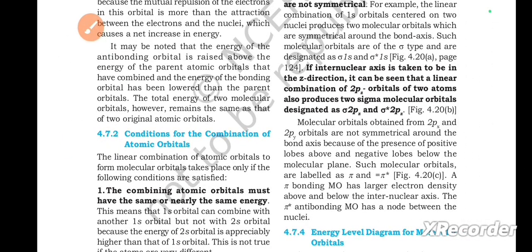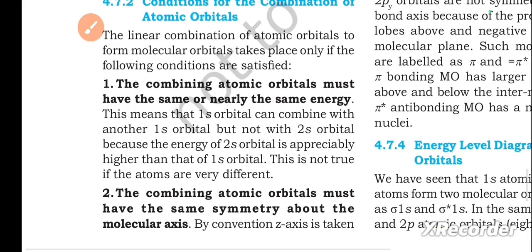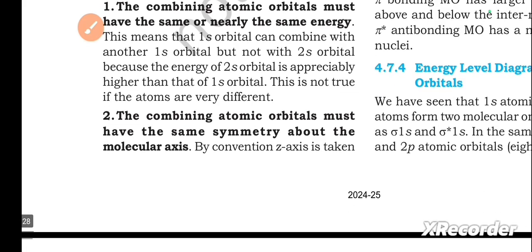Next is conditions for the combination of atomic orbitals. The linear combination of atomic orbitals to form molecular orbitals takes place only if the following conditions are satisfied. First one, the combining atomic orbitals must have the same or nearly the same energy. This means that a 1s orbital can combine with another 1s orbital but not with a 2s orbital, because the energy of the 2s orbital is appreciably higher than that of the 1s orbital. This is not true if the atoms are very different.